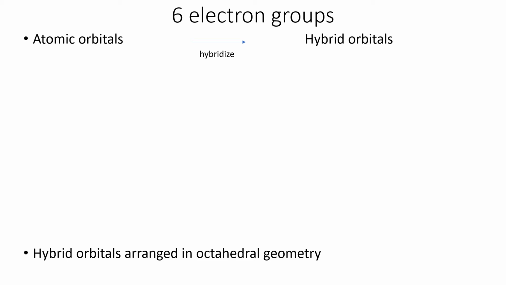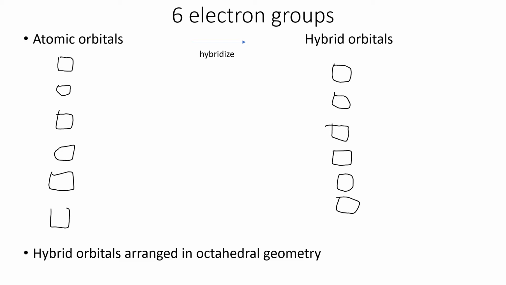Same thing is going to happen when we have 6 electron groups. We're going to use those guidelines the exact same way. 6 electron groups means 6 hybrid orbitals, so we'll get our 6 hybrid orbitals in there. Second guideline says the number of hybrid orbitals tells you how many atomic orbitals you have to start with. So 6 hybrid orbitals means 6 atomic orbitals. We'll get those in there.